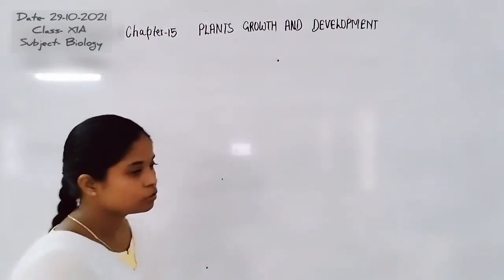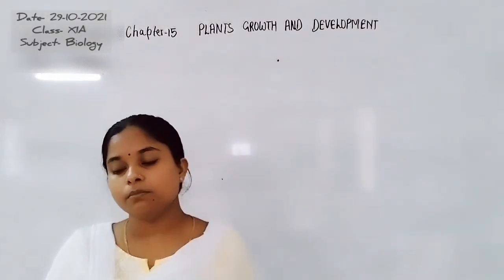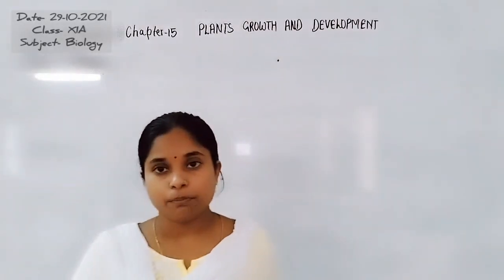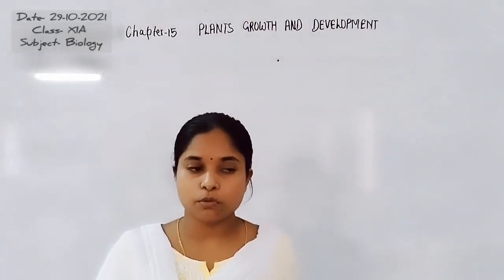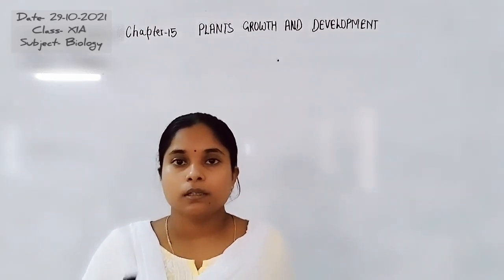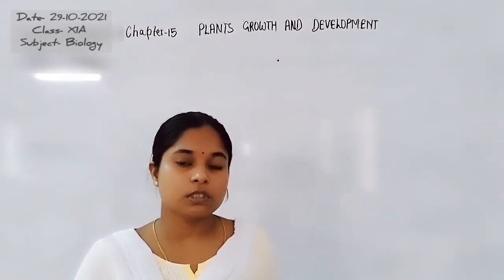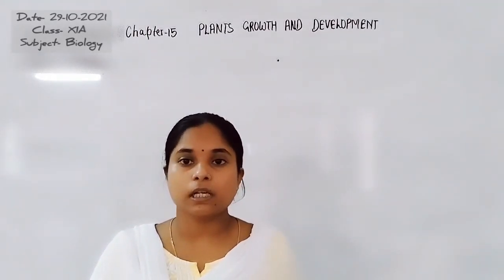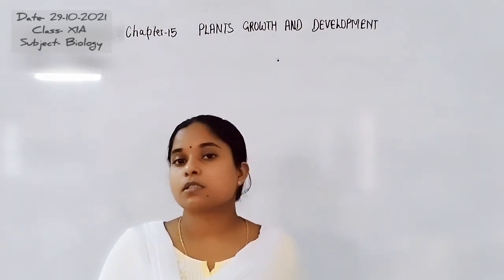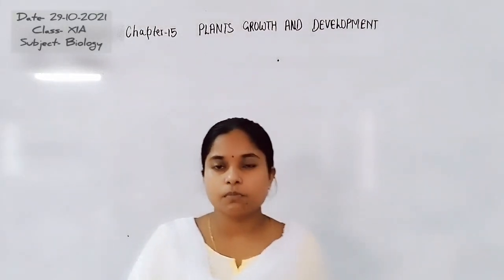In this class, I am going to start with another important topic of the chapter Plant Growth and Development. In the previous class, we discussed the 5 types of plant growth regulators which promote or inhibit plant physiological activity, where auxin, gibberellic acid and cytokinin always promote the physiological activity of the plant, whereas ethylene and abscisic acid inhibit the physiological activity in the plant or help in various metabolic activity.